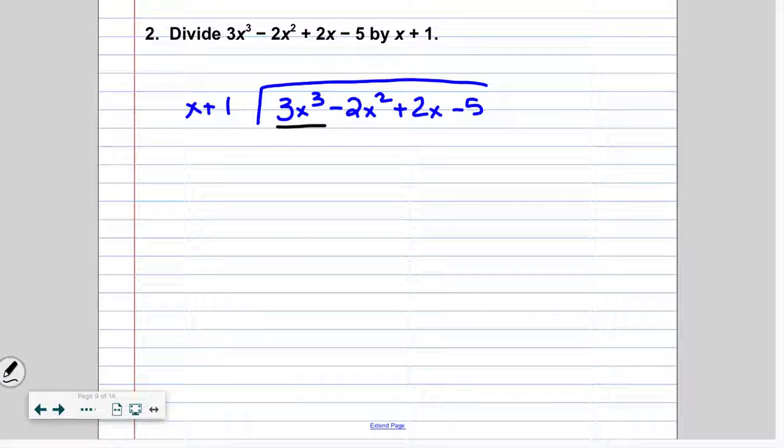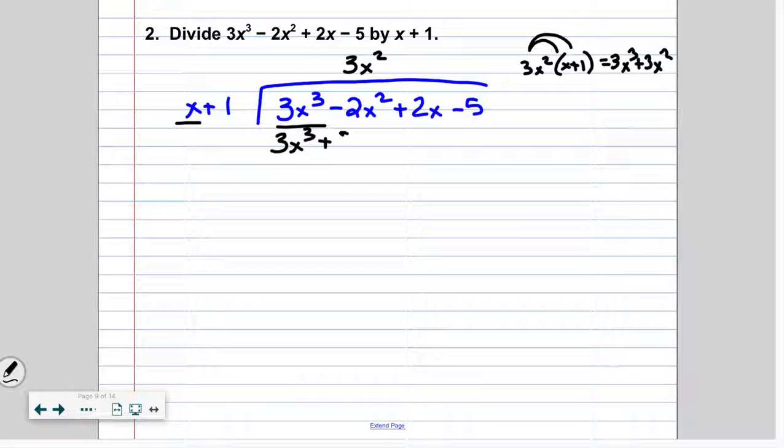All right, 3x cubed and x plus 1. That's going to be x times 3x squared, so I'll put that right above there. 3x squared times x plus 1. I always just write this to the sides because it helps me out. I get 3x cubed plus 3x squared. So underneath here I go 3x cubed plus 3x squared. What do I have to do with those though? I need to subtract. These cancel out. I get negative 5x squared. Bring down the 2x plus 2 right there.